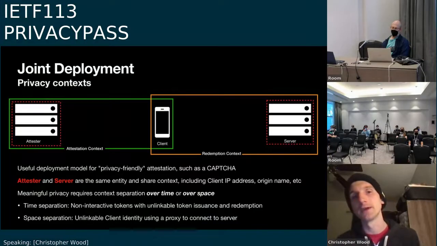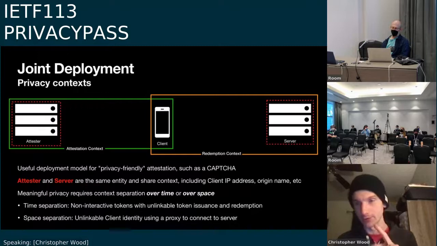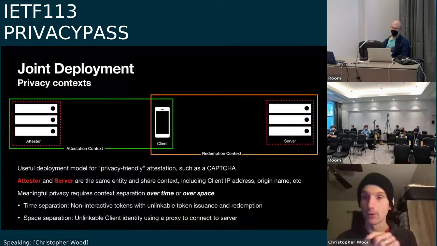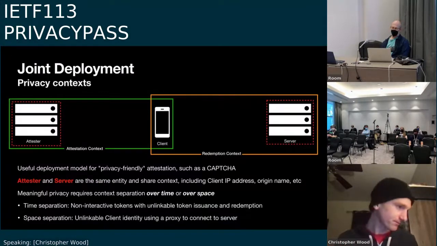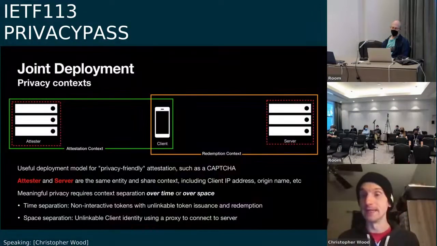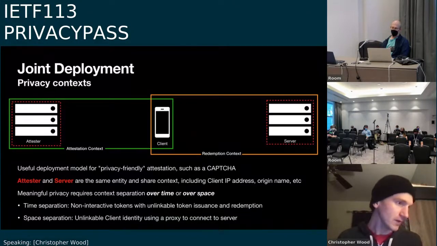So recall the meaningful privacy here was that you're not able to link per-client, per-server information. Although you're able to link these two events together, presumably by the timestamp, you're not revealing any per-client information by virtue of using a proxy and interacting with the server, the attester or server in that particular case.